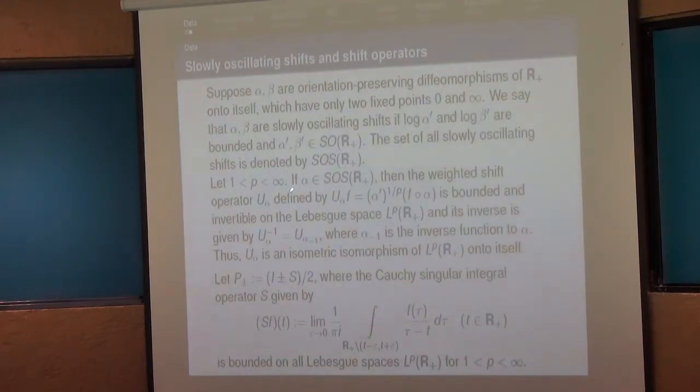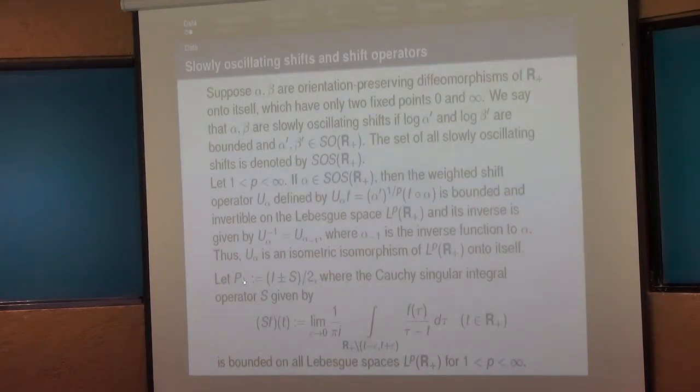Let p belong to the interval (1, infinity). If alpha is a slowly oscillating shift, then the weighted shift operator U alpha, defined by the following formula, is bounded and invertible on the Lebesgue space L^p(R+). And its inverse is given by the following formula. So we need to substitute the shift alpha by its inverse function. Thus U alpha is an isometric isomorphism of this space onto itself.